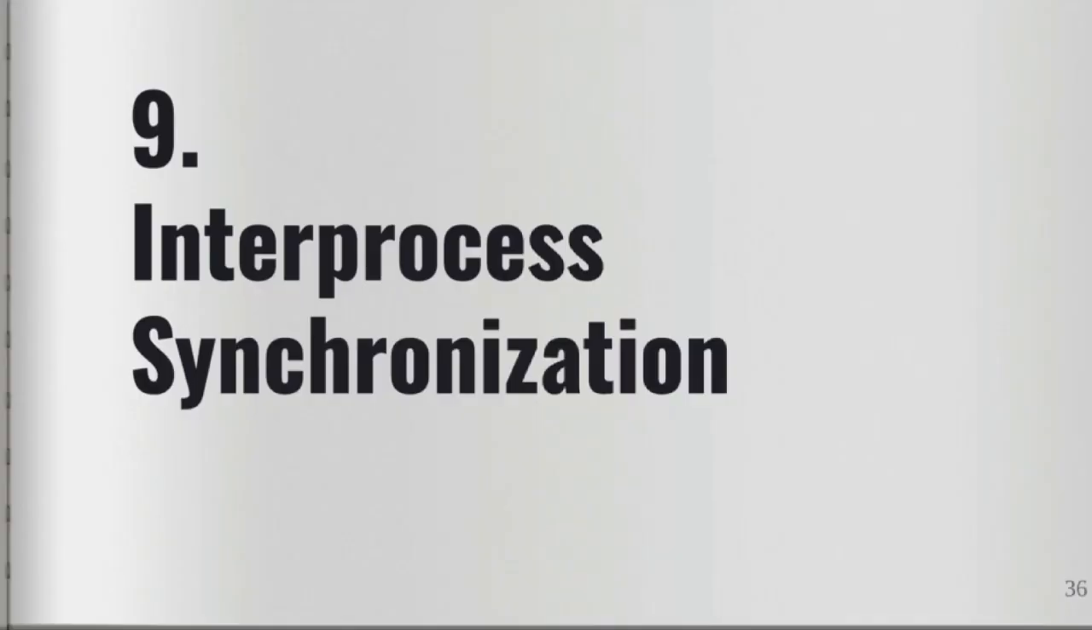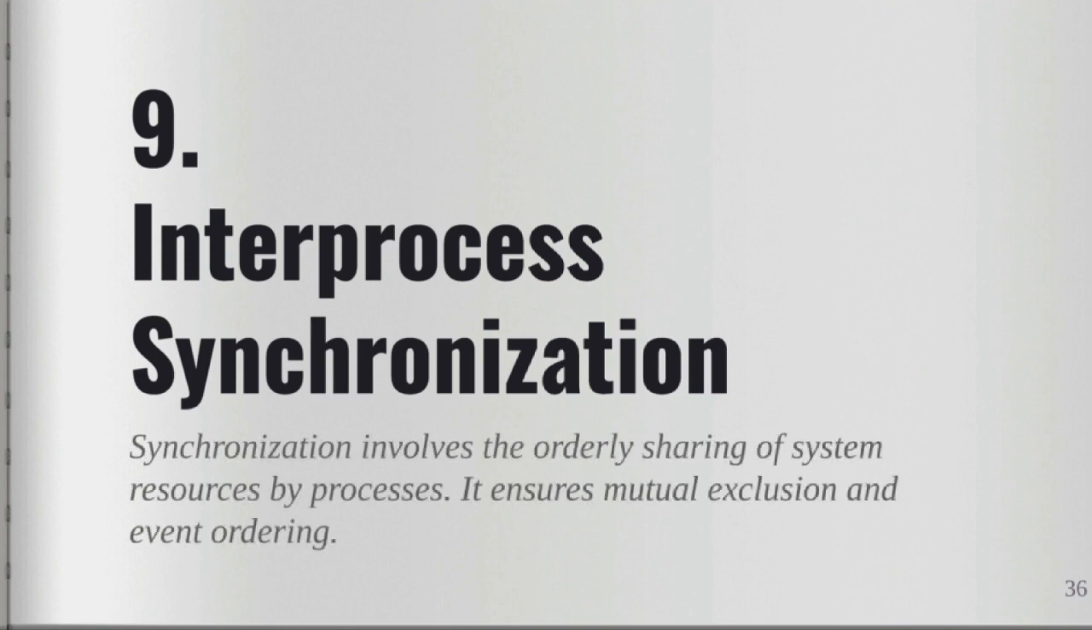Hello everyone. In this video, we're going to talk about inter-process synchronization. So what is synchronization? Well, synchronization involves the orderly sharing of system resources by the processes. It ensures mutual exclusion and event ordering. We will discuss what mutual exclusion is in the upcoming videos.